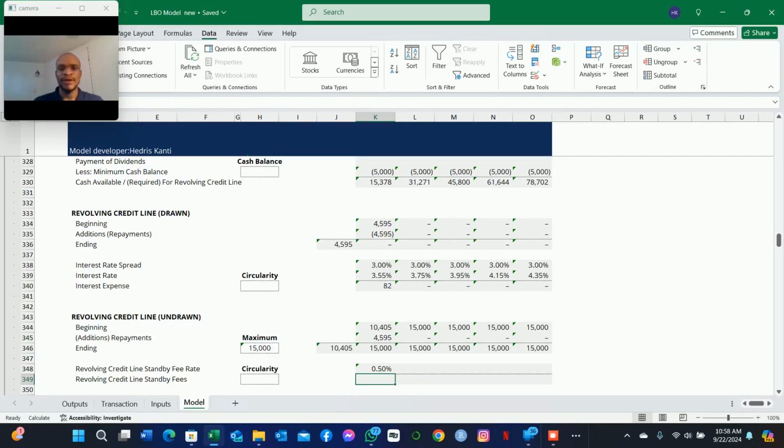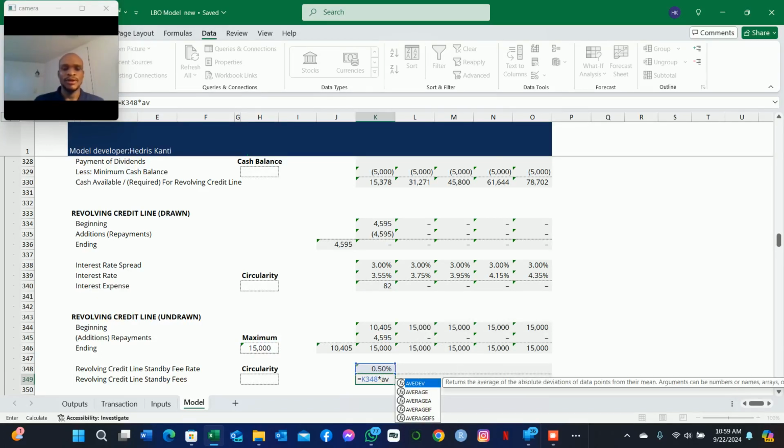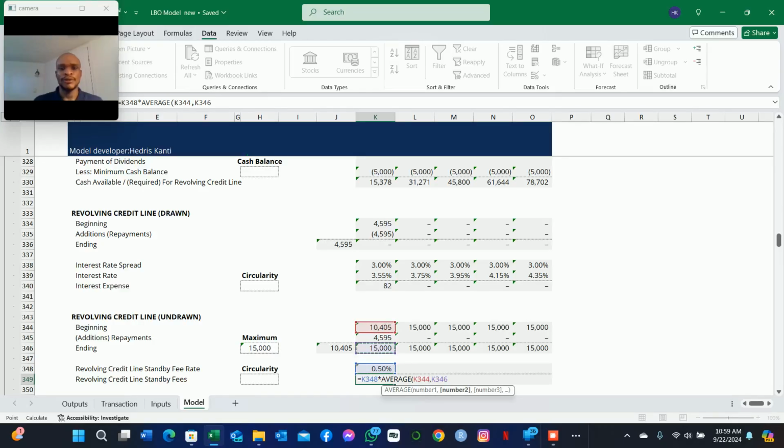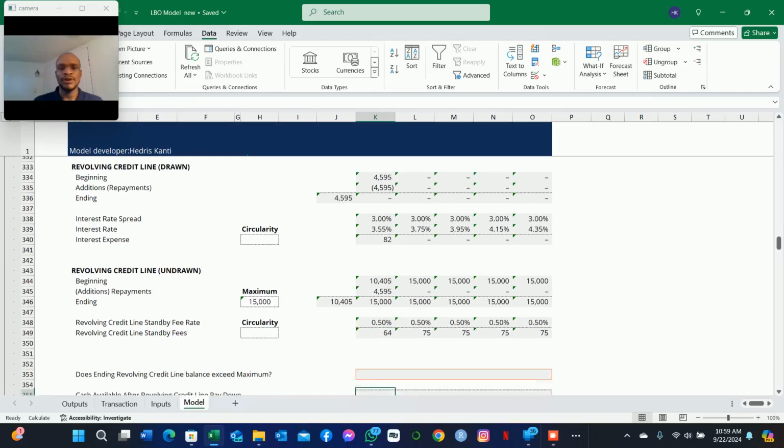So the revolving line of credit standby fee is going to be equal to this standby fee, and we multiply it by the average that could be paid within the year. So the average of the beginning and the ending balance. So we have it set up there. We can now take this and fill it right with Control R.